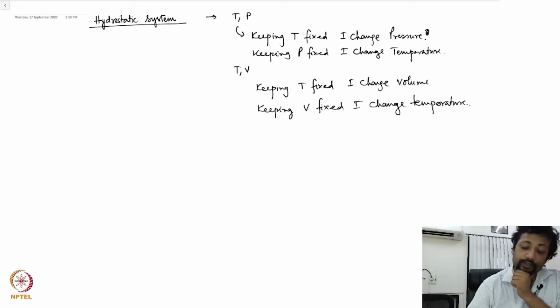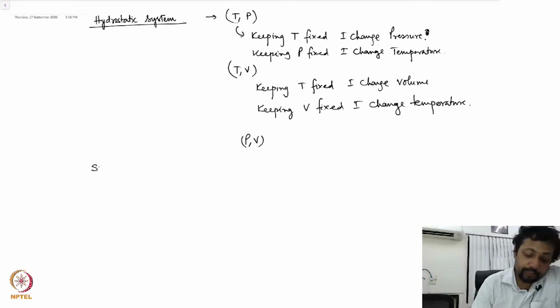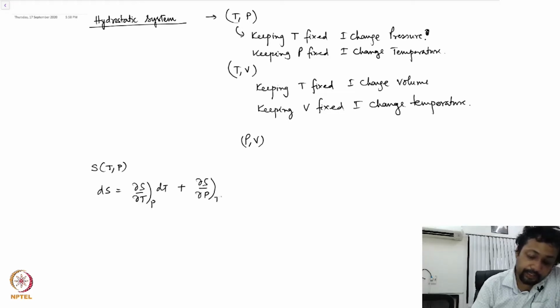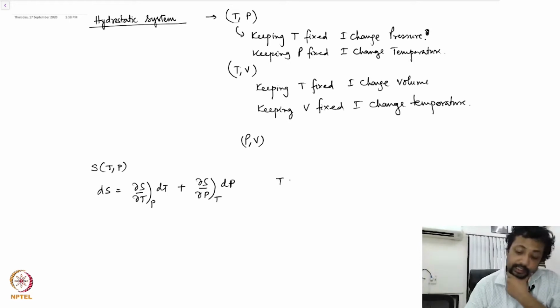So several of these situations, it can also be a function of P and V, right? Let's take one of these. See, I can write down the entropy now as a function of T and P, because this is the information that is given to me. So it follows dS is del S del T at constant pressure dT plus del S del P at constant temperature dP, correct? And therefore TdS is equal to T del S del T at constant pressure dT plus T del S del P at constant temperature dP.